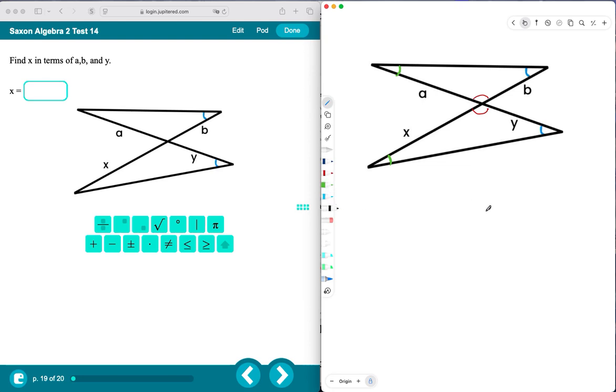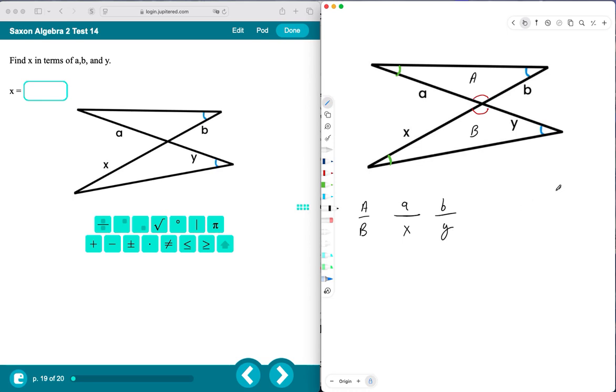Now I can look at how to read these, right? So I've got the red to the green angle is going to be the same as the red to the green angle. So let's call this triangle A, triangle B. From the red to the green on A is A. Red to green on B is X. Okay. Then I've got from the red to the blue, red to the blue. Red to the blue on A is B. Red to the blue on B is Y.